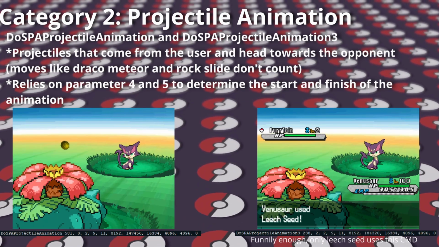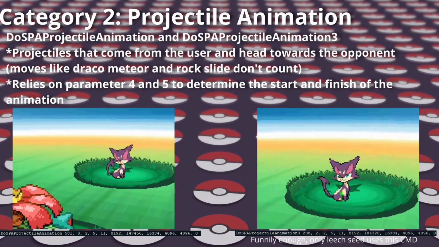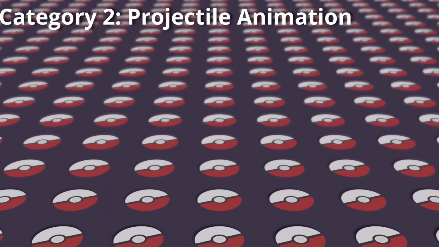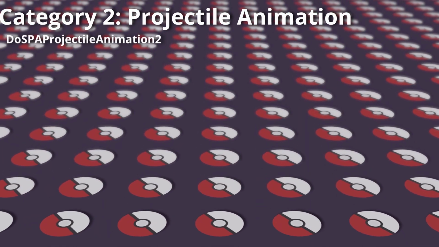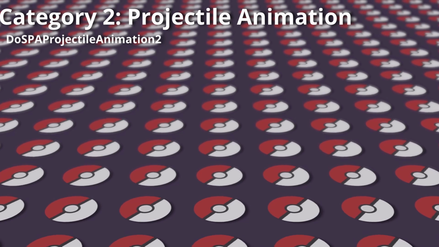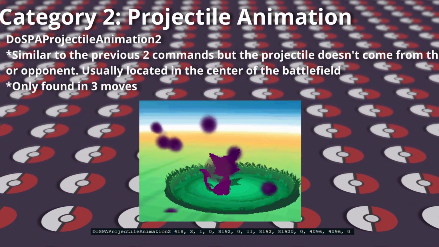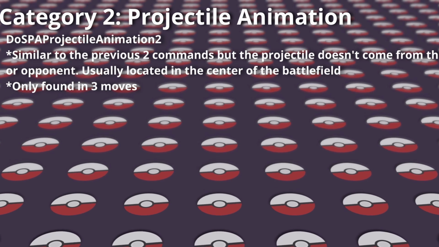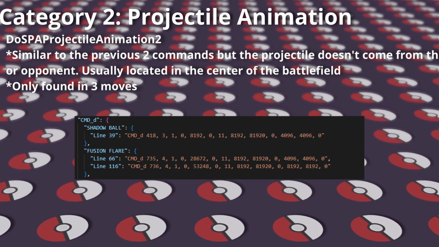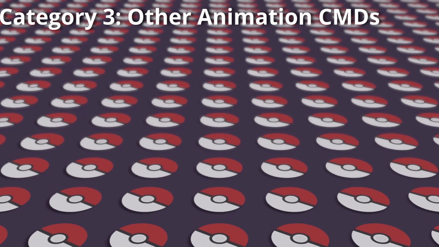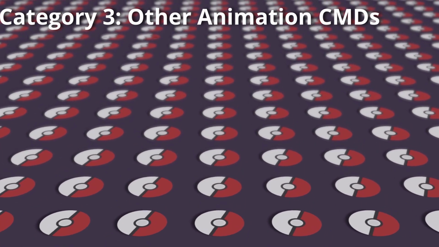Much like the last 2 commands, the main difference between the 2 is that the former is used when the camera moves and the latter is used when the camera doesn't move. There's also another command that's a bit of an outlier, and that is do SPA projectile animation 2. That one controls a projectile that originates somewhere other than the user and is heading towards the opponent. The only 3 moves with this command are Shadow Ball, Fusion Flare, and Fusion Bolt.